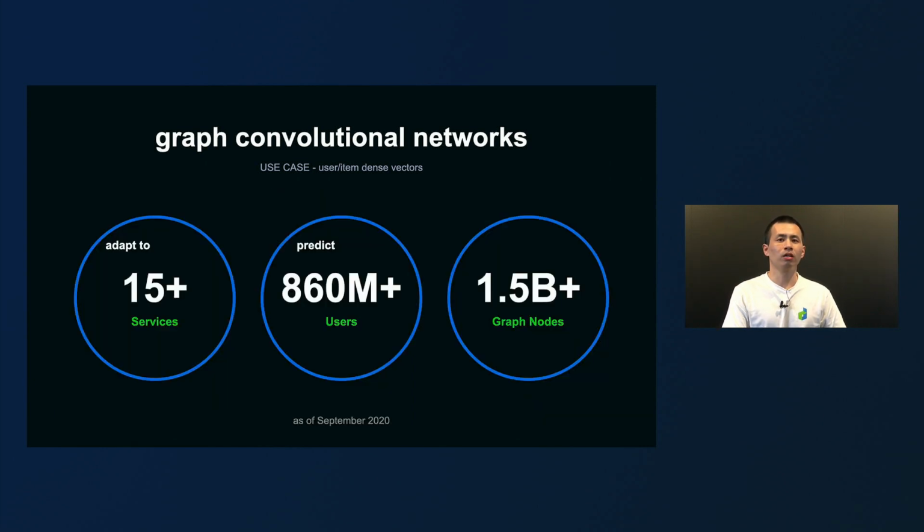As for the scale of the data, it can be adapted to more than 15 services. It can predict more than 800 million users and more than 1.5 million graph nodes. To process this amount of graph data, distributed processing is essential, and we were able to solve this with Ghee.